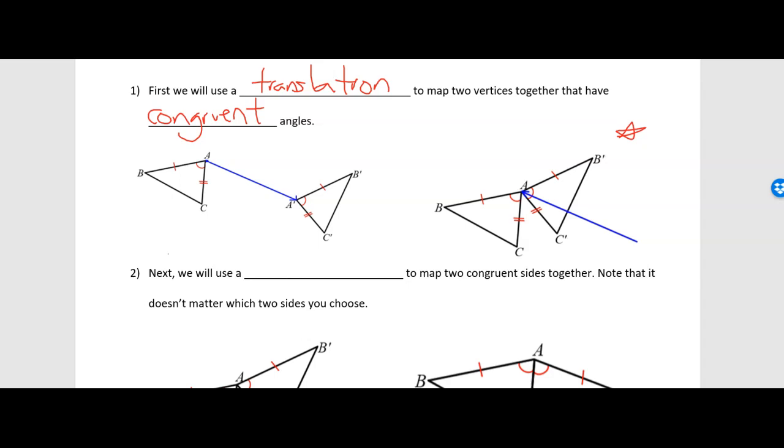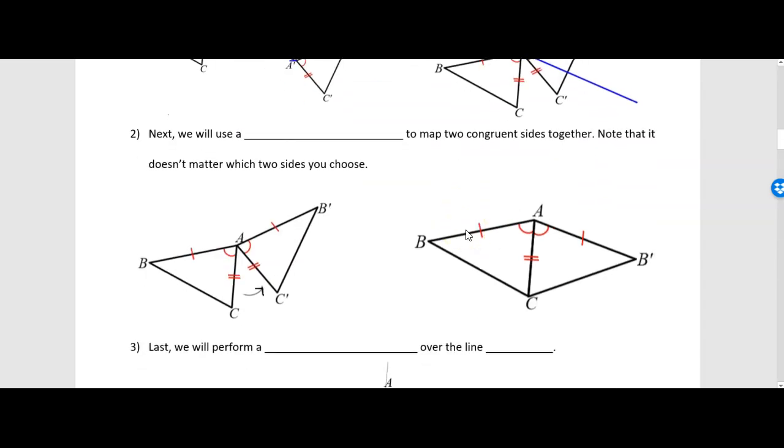All right, the second thing we're going to do is use a rotation. So you can see that down here. And we're going to rotate until two congruent sides are mapped onto one another. So notice that you could rotate either way, right? They're starting over here, mapping C onto C prime. And that's what gives us this diagram over here.